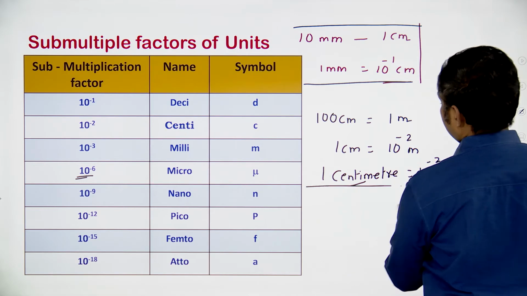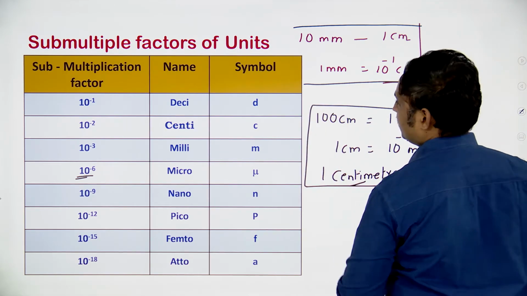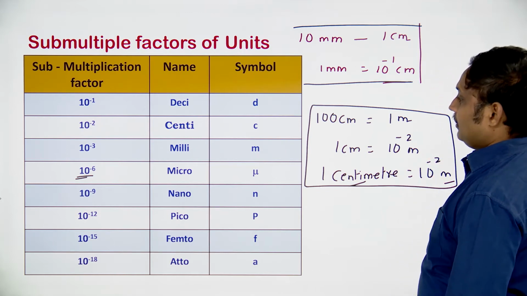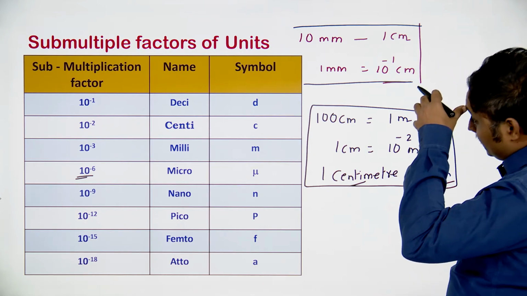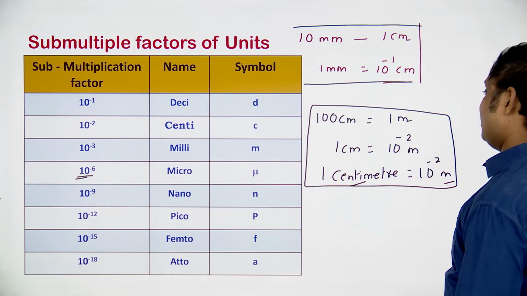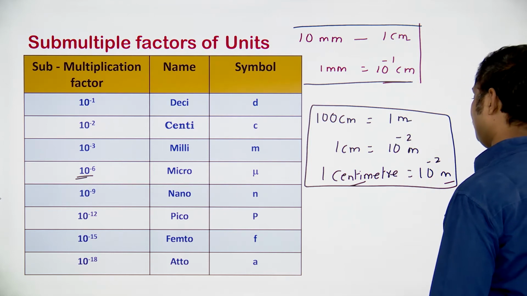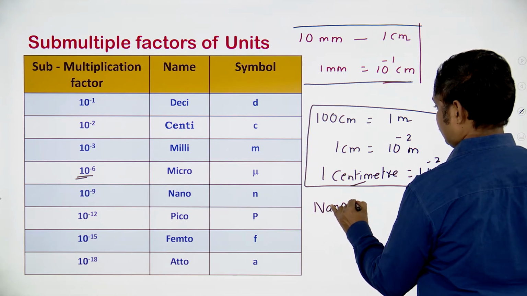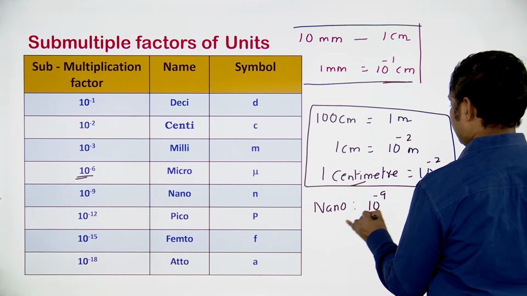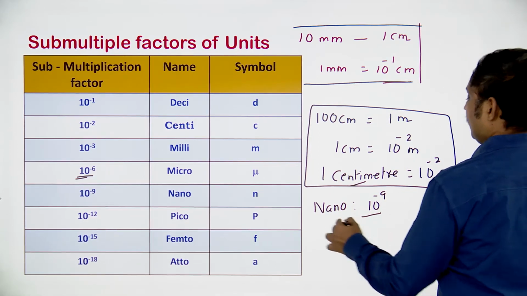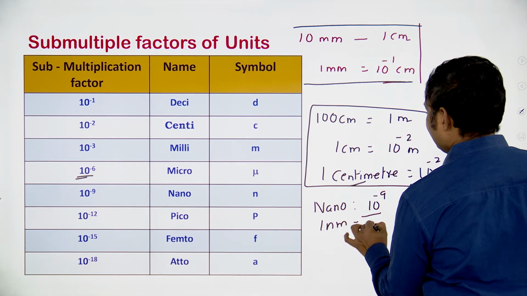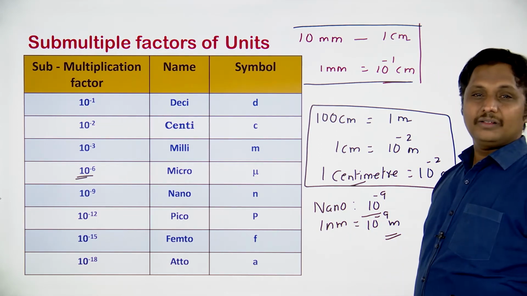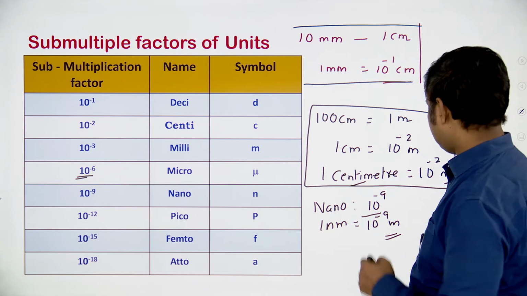Suppose you are going to get that, this is about the conversion. We are going to use this conversion, right? Now we would like to go for nano. Nano is going to be 10 power minus 9. 1 nanometer is going to be 10 power minus 9 meters. We are all getting this one, right?